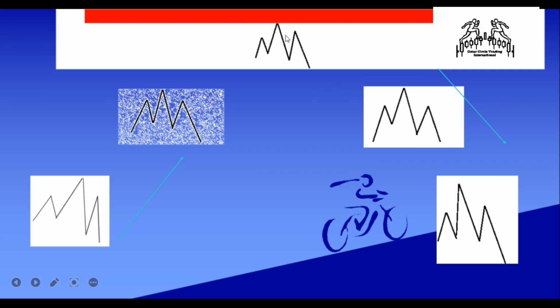And your move to the downside is influenced by a draw on liquidity. What gives strength to your sellers is an area that pulls price down. This area acts as a magnet. This can be this low as a draw on liquidity, or it can be this low as a draw on liquidity.